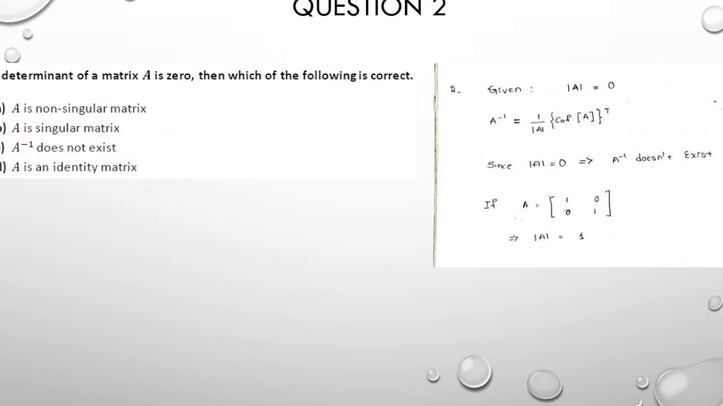If you come to the last option, A is an identity matrix. If you consider an identity matrix, say 2 by 2, then the determinant becomes 1. In fact, for an identity matrix of any order, the determinant is always equal to 1 and it is not equal to 0. So option D is incorrect. So only B and C are the correct answers here. So this is the second question.